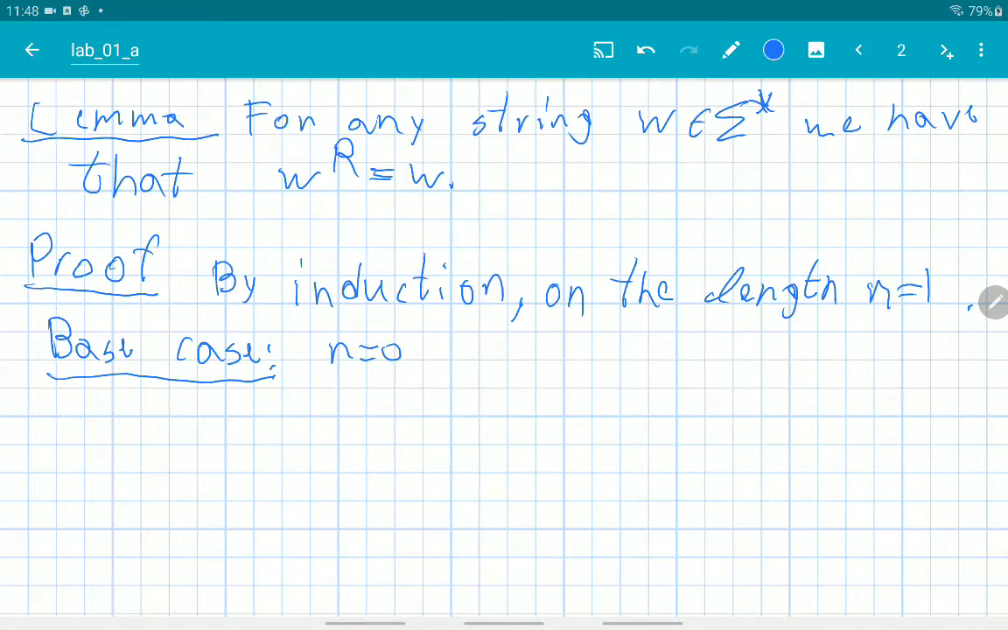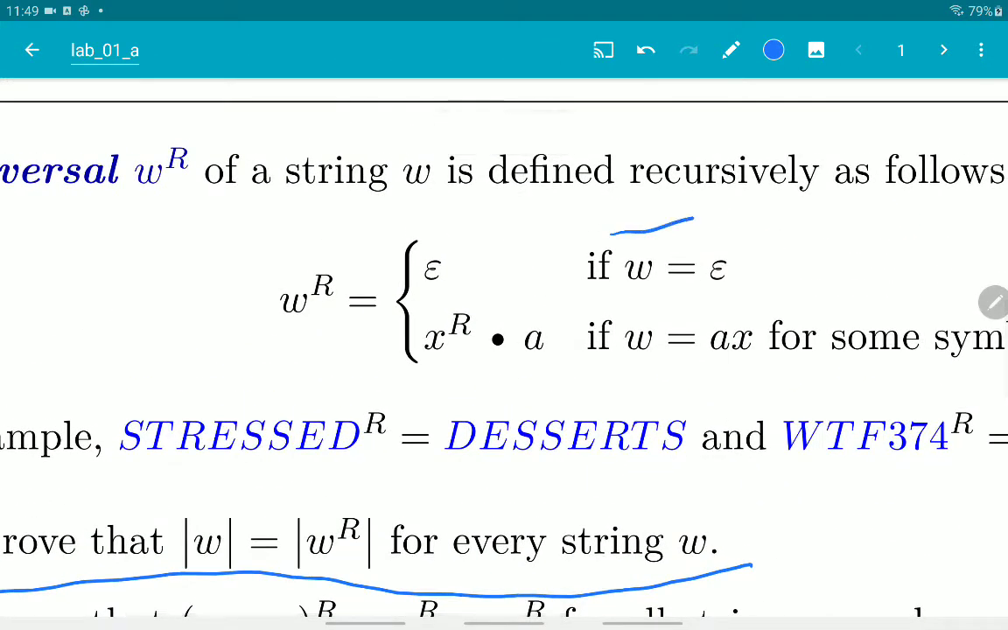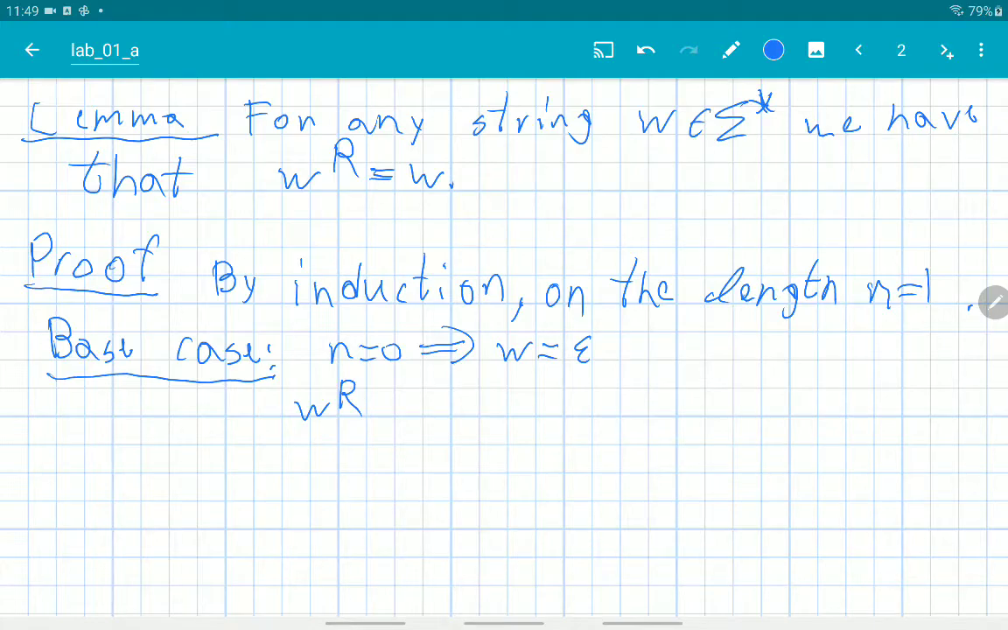If n equals 0, that implies that w is just the empty string, right? Now, if w is the empty string, what is w^R? For that, we need to go back and look at the definition. So let's do that. What is w^R? Well, if w is epsilon, w^R is just epsilon, right? To remind you, epsilon is just the empty string.